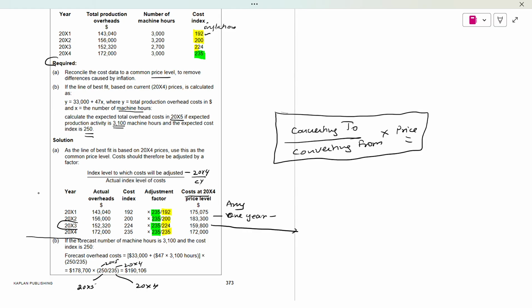What are they asking you? 33,000 is the fixed cost. Variable cost is 47 into the number of hours, 3,100 hours. We have to convert it into the current cost. We have taken the inflation. Are you clear about this?